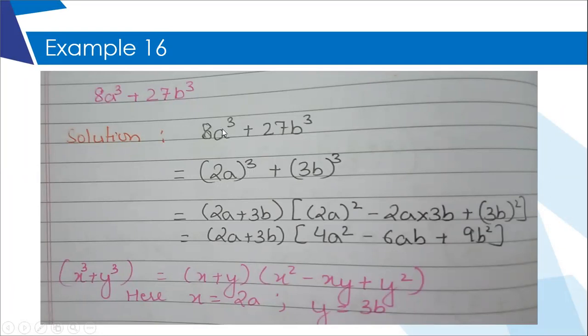Here the cube was only applicable to a because the cube was not written outside the bracket. So if the cube is not written outside the bracket, it only applies to the variable part. Similarly, here also 27 is nothing but cube of 3. So I have written 3b whole cube.